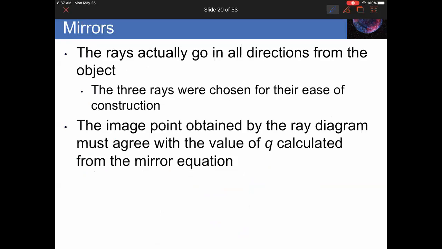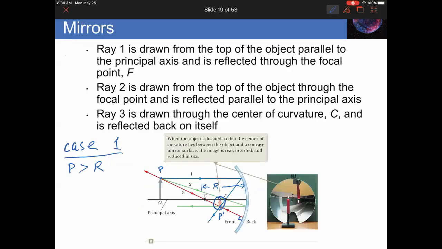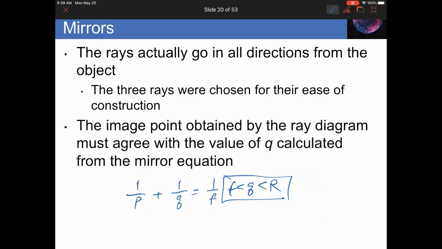Because one of the things I have here is when I use the equation 1 over P plus 1 over Q equals 1 over F, and if I calculate Q, Q here, as you can see from the image, should be greater than the focal length, but less than the radius, at least for this particular picture. So if we go back, you can see the image is between the focal length and the curvature. That means it's greater than the focal length but less than the radius. So that should more or less agree.